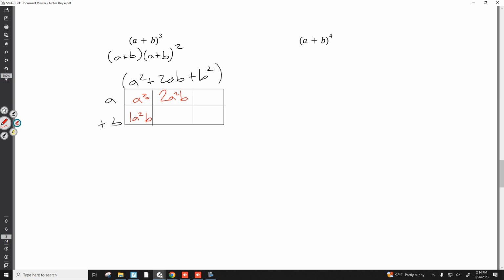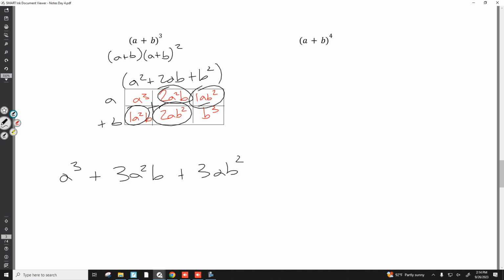I would like you to write it in the following order when you're done. I'm going to put a number in front of things that don't have numbers because it'll help me. This is 1ab squared, this is 2ab squared, this is b cubed. I will write it in this order: a cubed plus 3a squared b, since 2a squared b's plus 1a squared b is 3a squared b, plus 2ab squared plus 1ab squared is 3ab squared, plus b cubed.